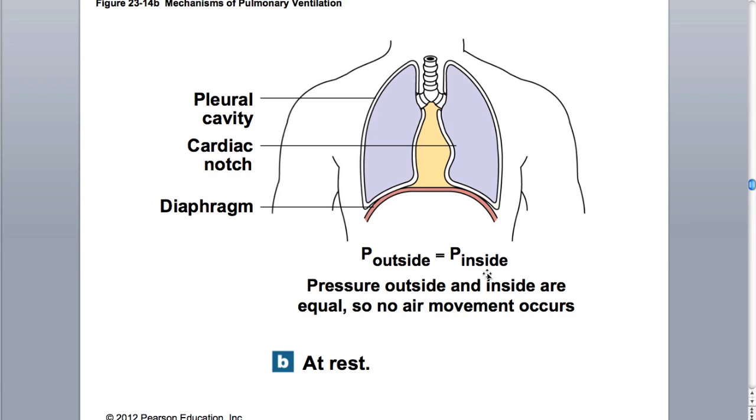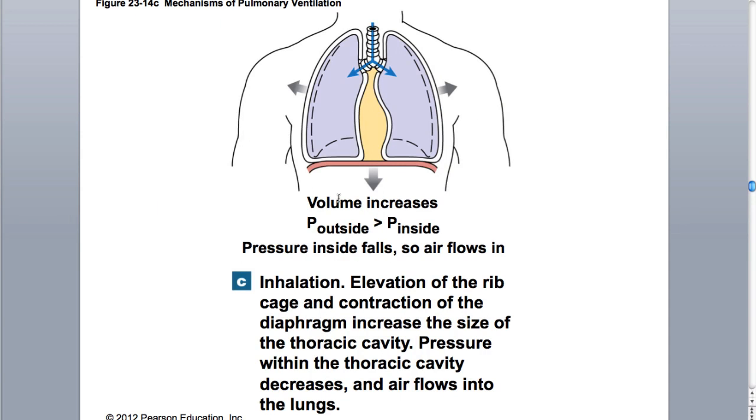Now, do you see this one? P outside, P inside. And in this case, at rest, nothing's changed. It says pressure outside equals pressure inside, no air movement. So now using Boyle's law, we're going to change our volume. Notice it says volume will now increase. What did we do? We raised our rib cage and we lowered the diaphragm. We contracted the diaphragm. See how it says it nicely? Elevated the ribs and contracted the diaphragm.